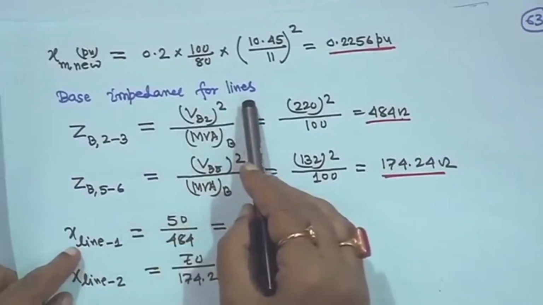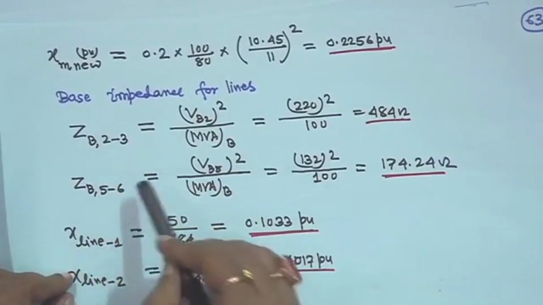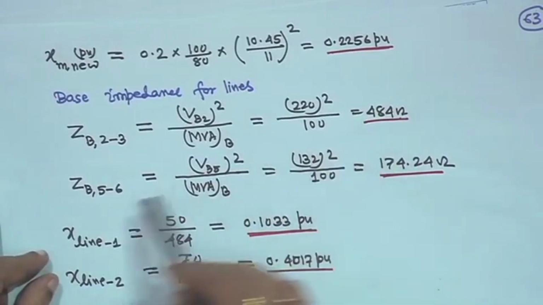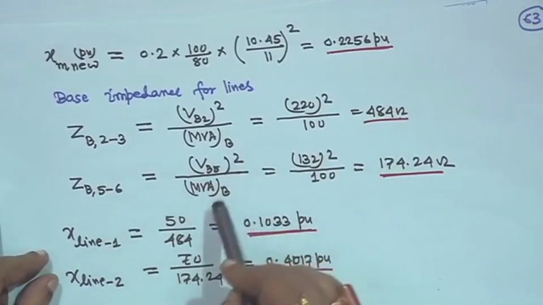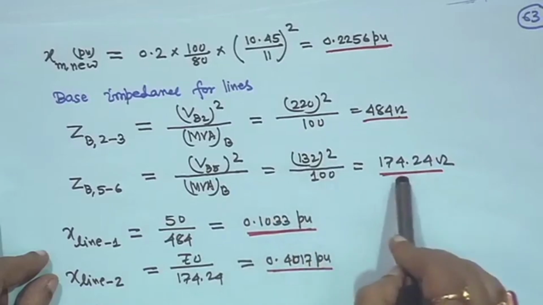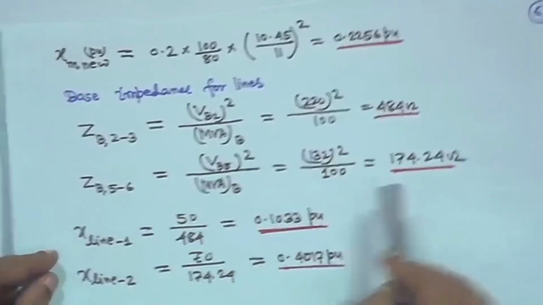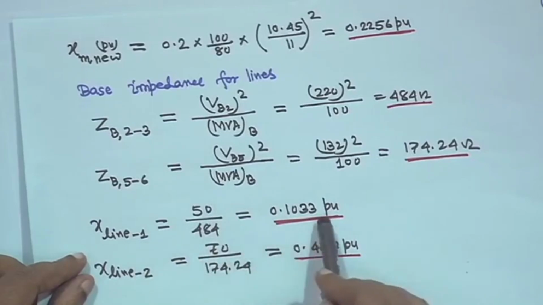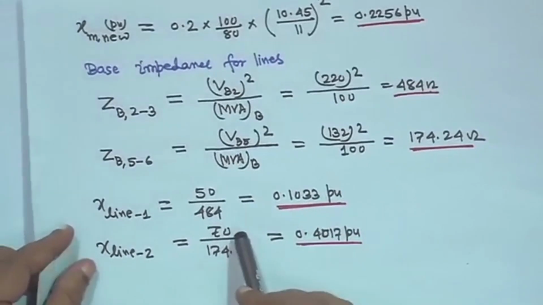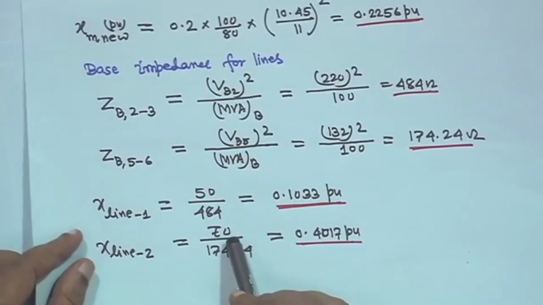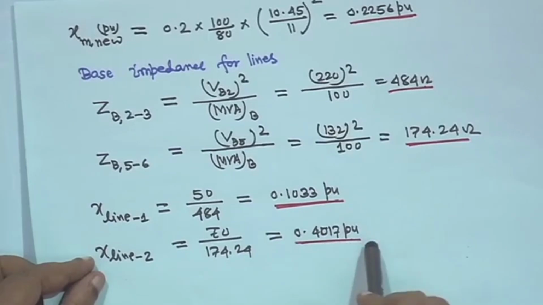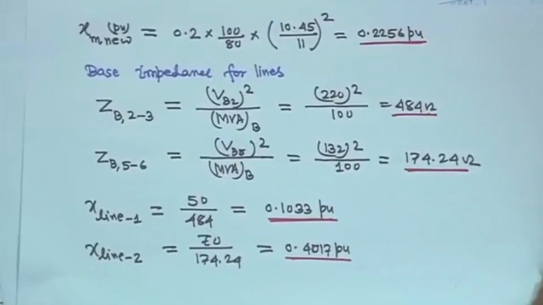Then the base impedance for the lines: you calculate VB2 square upon MVA base, and you will get 484 ohm. Similarly, for lines 5 to 6, VB5 square by MVA base, 132 square by 100, is 174.24 ohm. Line 1 per unit impedance is 50 upon 484, 0.1033 per unit. Line 2 is 70 upon 174.24, because 70 ohm was given, which is 0.4017 per unit. So, all lines and the generator are computed.